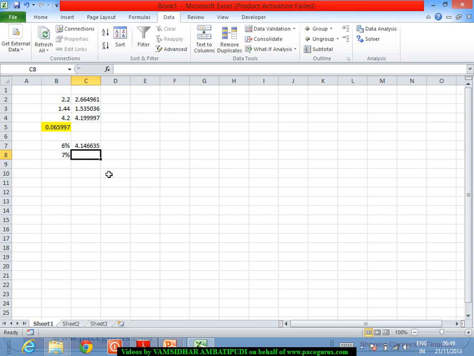And if I go with 7%, what I should get is 2.2 into (1 plus 7%) whole cube plus 1.44 into (1 plus 7%), resulting in 4.23. So the requirement of 4.2 lies between 4.14 and 4.23.